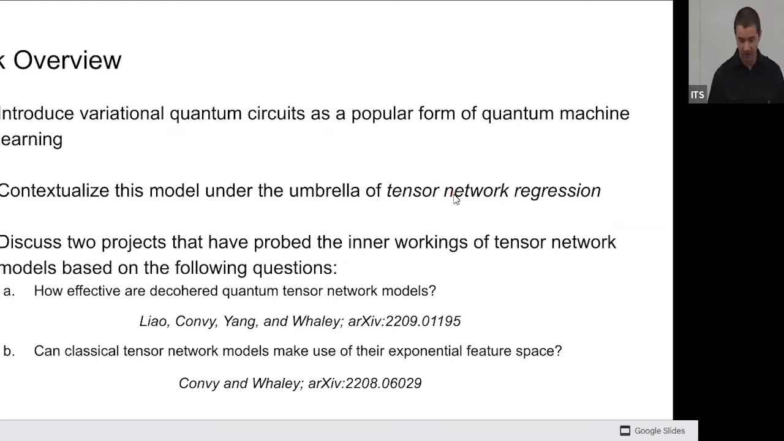And then after that, I will discuss two works that I've been a part of that have tried to probe how these kind of models work, and in particular, whether or not this very large feature space they use is necessary, whether you can break it apart into small pieces and still get as good a performance as the full thing. That'll make more sense as we go on, but that's the idea. Talking about two papers, one that I did with a fellow graduate student in the Whaley group at Berkeley, Hao-Ran Lau, and then also a paper that I did with my PI, Professor Whaley, at the end.